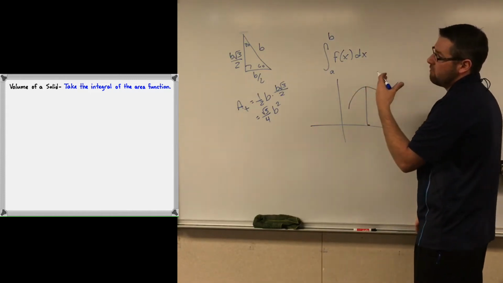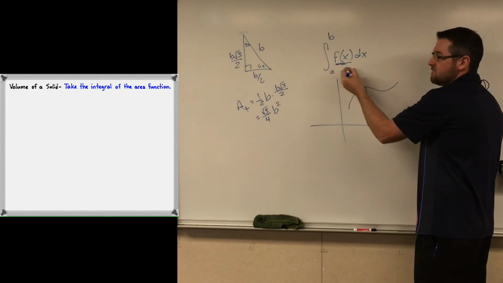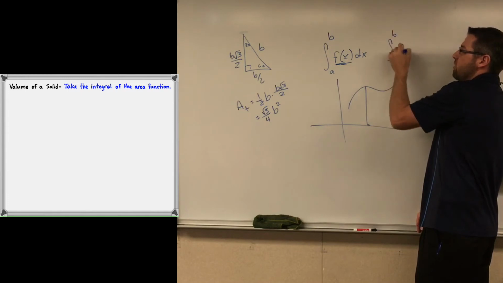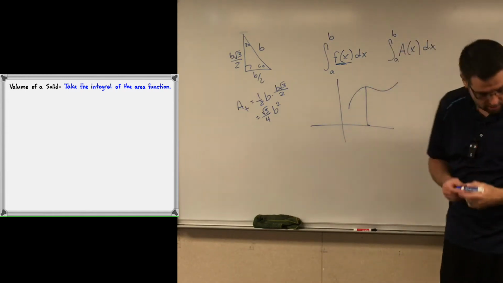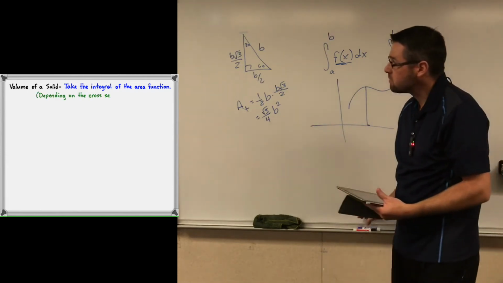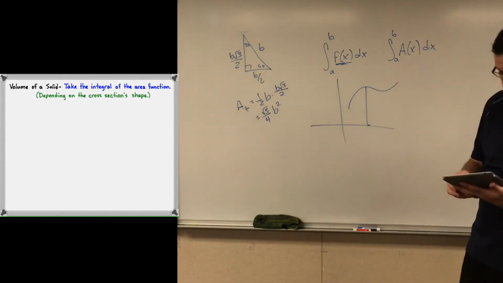We're going to be talking about volume. So instead of taking the integral of the height, we're going to take the integral of the area function, whatever the area is. Okay? We probably should have a picture of this so you can see what it looks like. Now, it depends on the cross sections. The area is going to depend on what we're slicing it into.